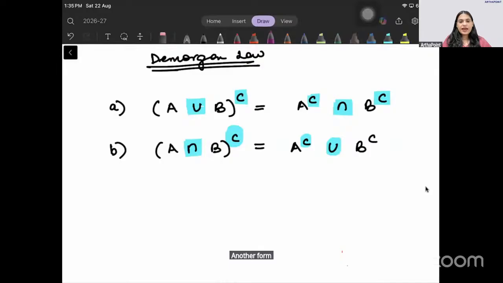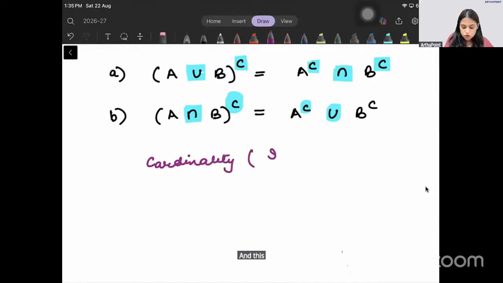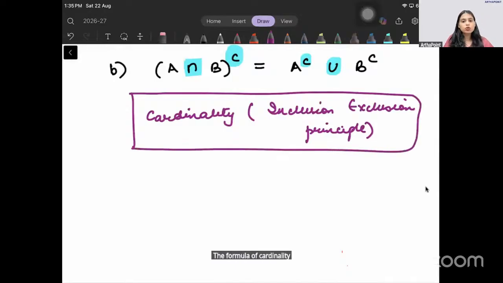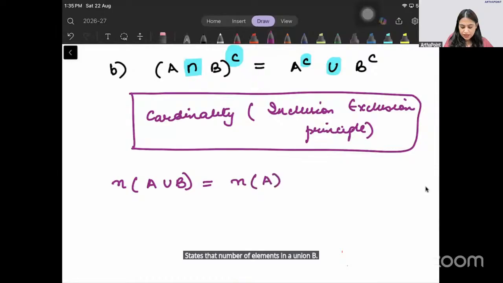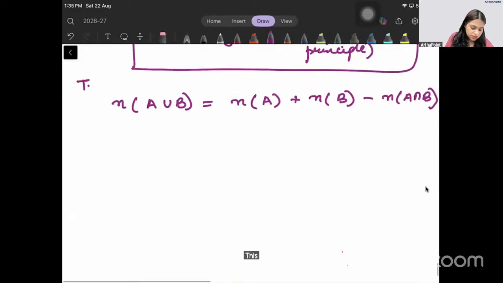Another formula which we have is called the formula of cardinality, also called the inclusion-exclusion principle. The formula of cardinality or the inclusion-exclusion principle states that the number of elements in A union B will be A plus B minus A intersection B. This is for two sets.